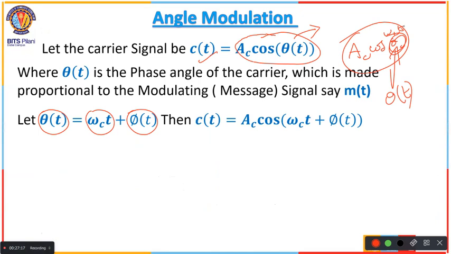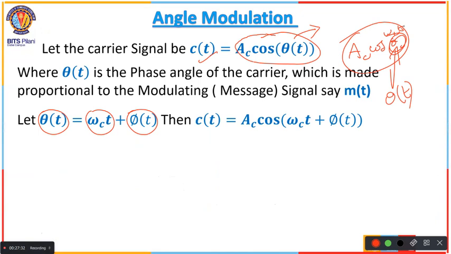A constant frequency of the carrier wave will remain as it is. If at all any variation happens, it will happen in and around omega ct. Have you understood this? Okay? That is what we have to remember.